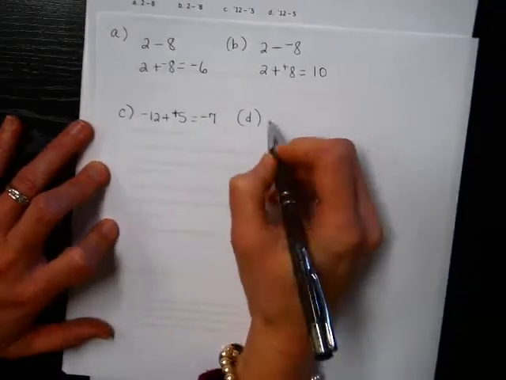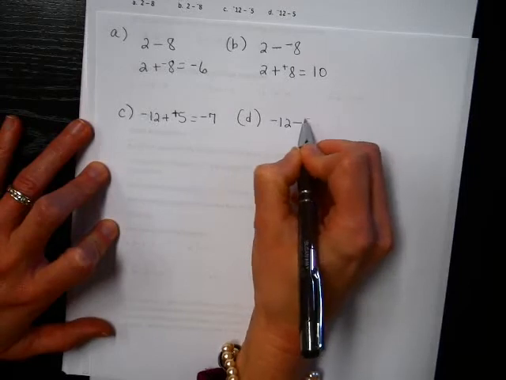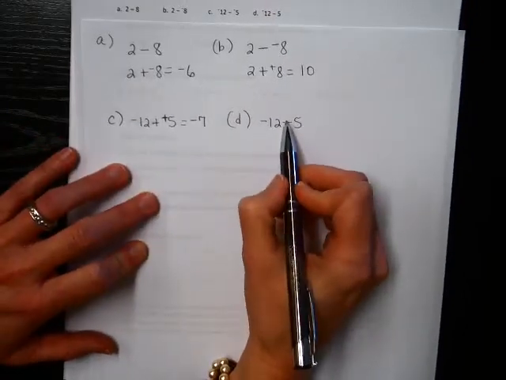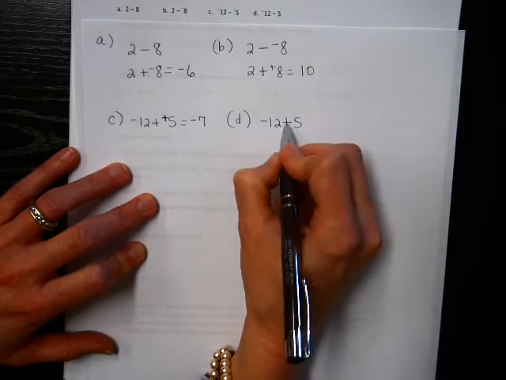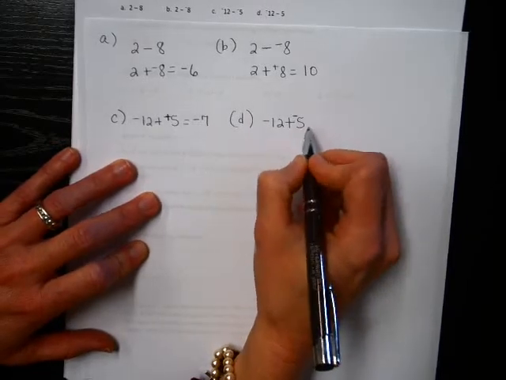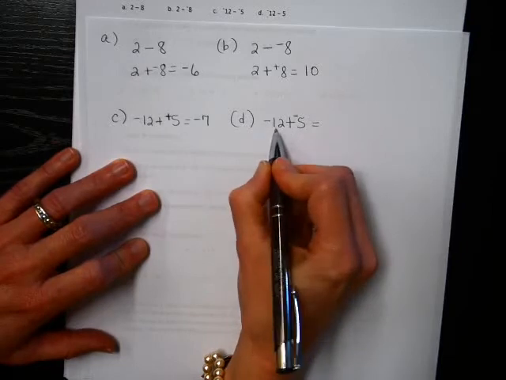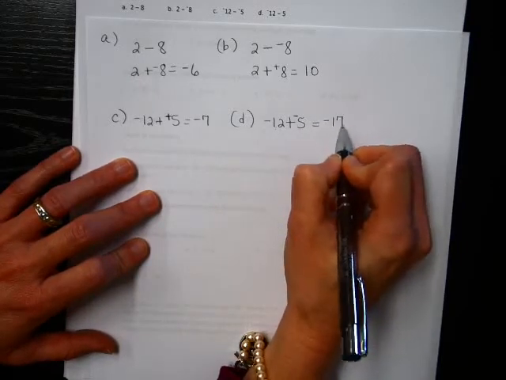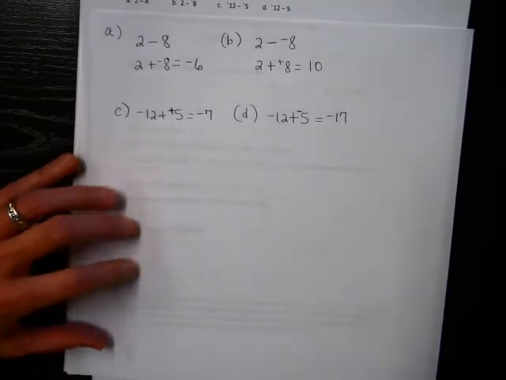Okay, D, I have negative 12 minus 5. Well, negative 12 minus 5, again, I'm going to change the subtraction to addition and this to a negative 5. And so now my signs are the same, so I'm going to add and keep the same sign. So I get negative 17 for my final answer there.